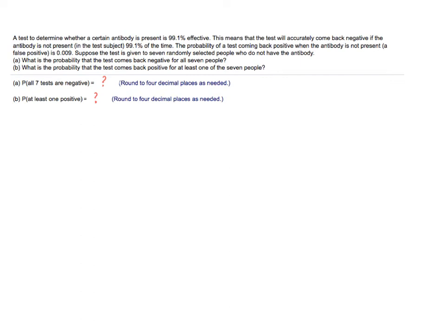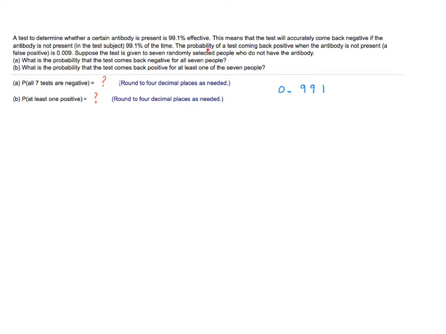A test to determine whether a certain antibody is present is 99.1% effective. And this means that the test will accurately come back as negative if the antibody is not present 99.1% of the time. So I'm going to write that down as a probability. So that would be 0.991.